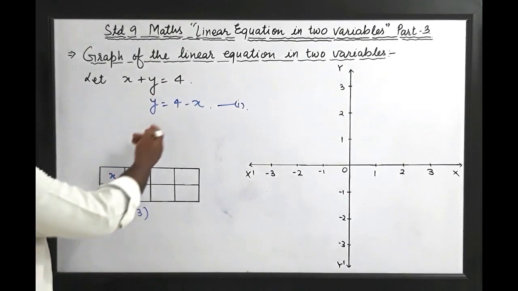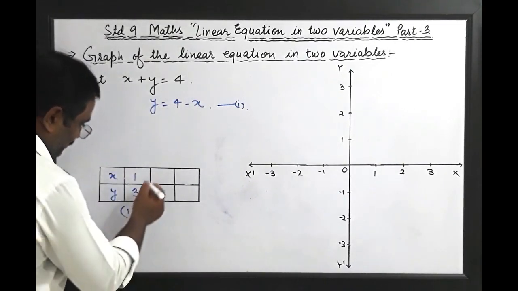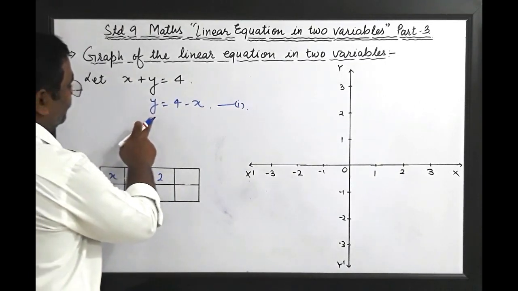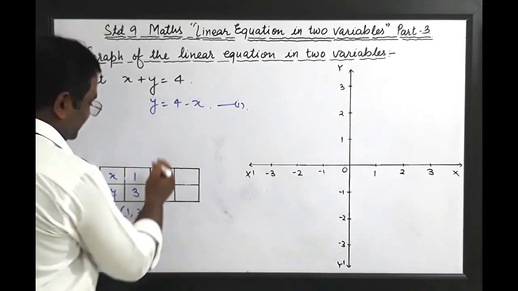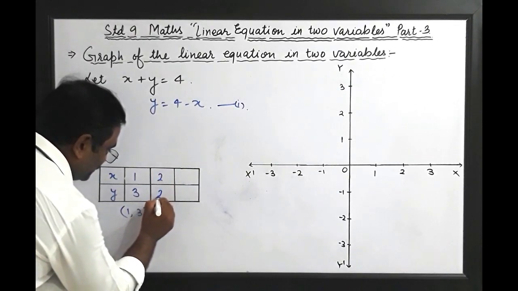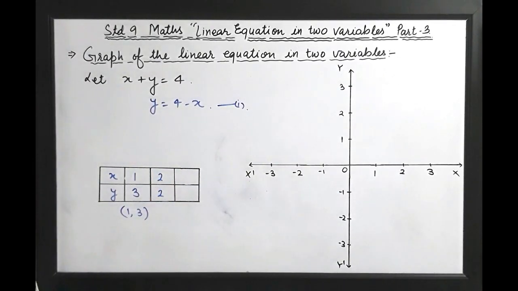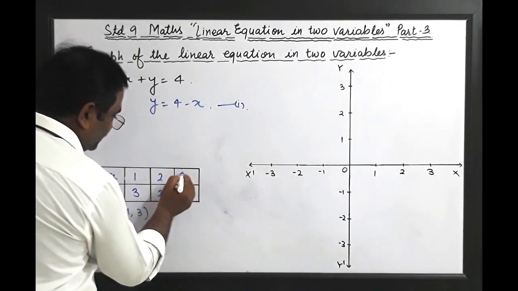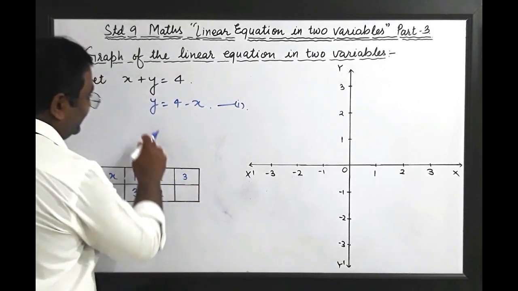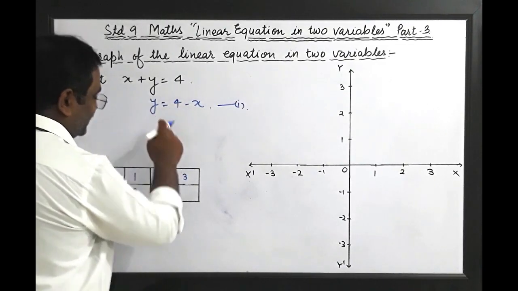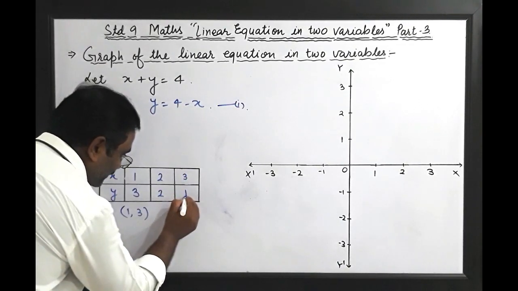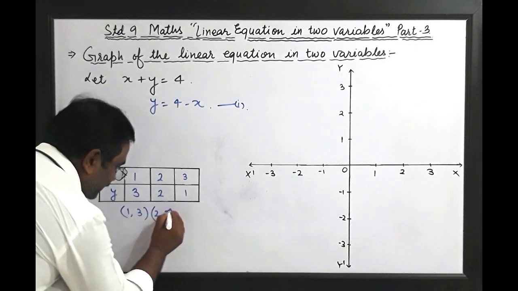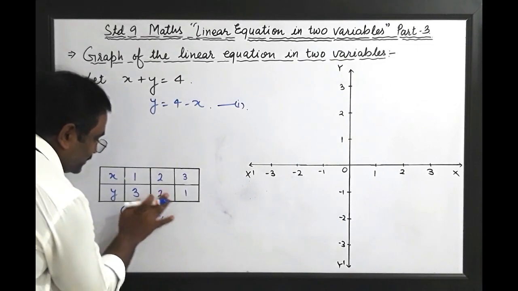Let us take x is equal to 2. When you substitute x is equal to 2 in this equation, then y is equal to 4 minus 2, that is equal to 2. And when you substitute x is equal to 3 here, then you will get y is equal to 4 minus 3, that is equal to 1. So you got the 3 different solutions of this equation.